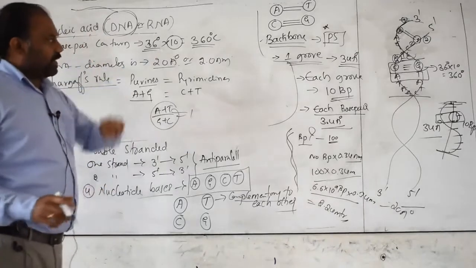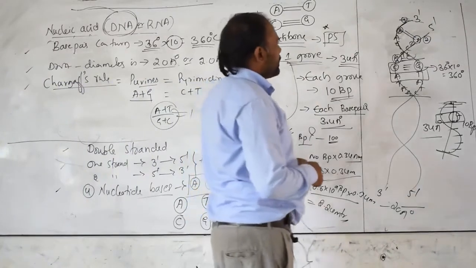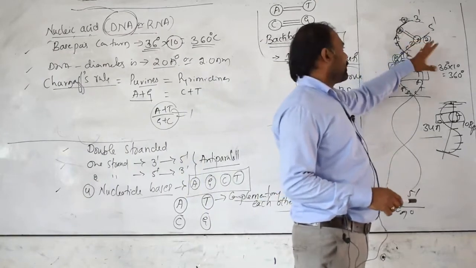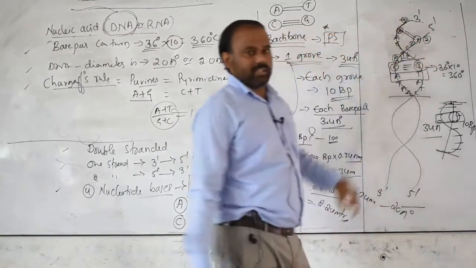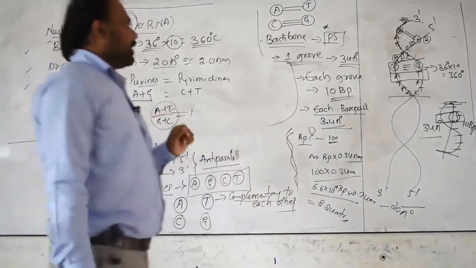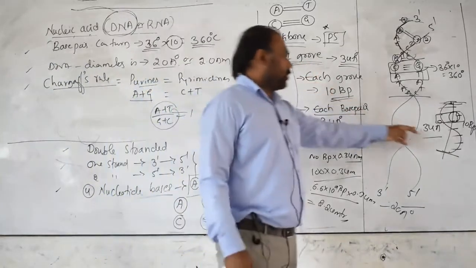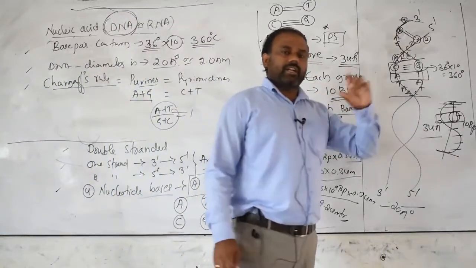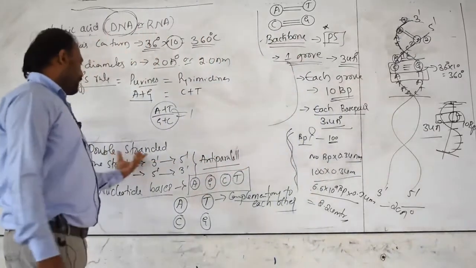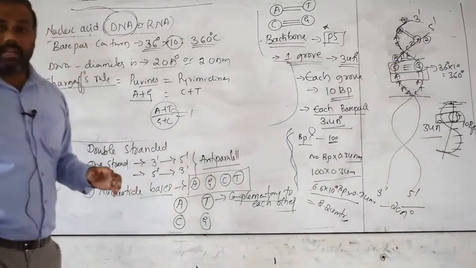Any other things to discuss? These two strands are anti-parallel. A always pairs with T and T always pairs with A. G always pairs with C, and C with G, with double and triple bonds respectively. Each groove is almost 34 angstrom and contains 10 base pairs. Yes or no? And it is double stranded, and these two strands are anti-parallel. This is our DNA, how it is present.